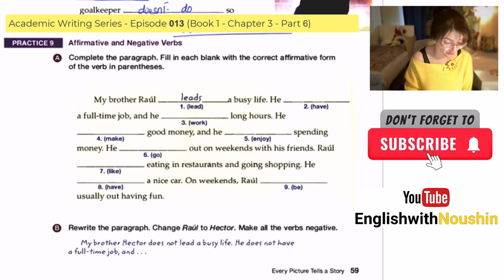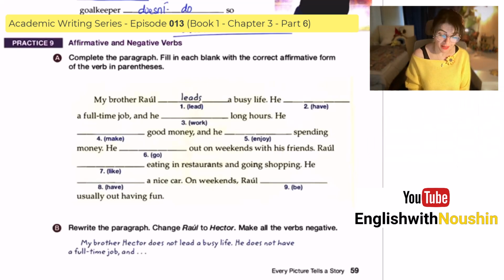So, for example, my brother, Raoul, gap, a busy life. Verb, lead. Because my brother is he, I will need an S. So, leads a busy life. You've got 8 more. I'm going to give you 2 minutes. Pause the video. Ding! 2 minutes. Ding, ding. We're back.